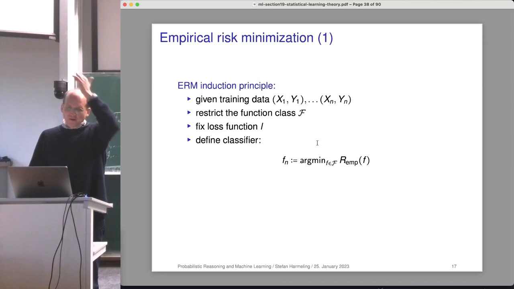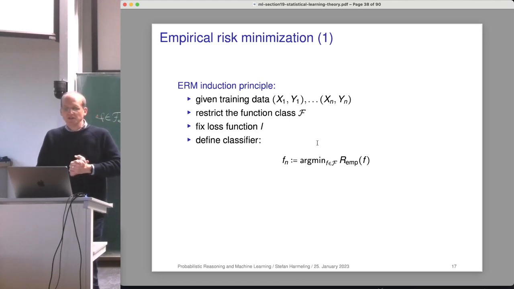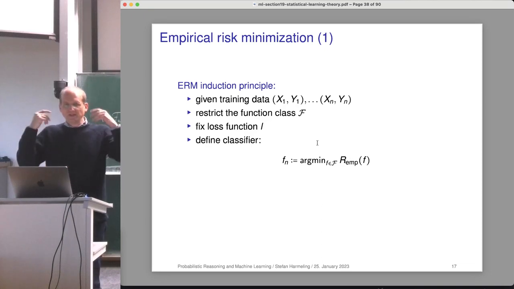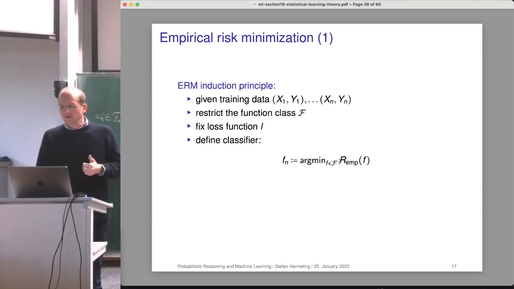So let's go on to the empirical risk minimization induction principle. That's basically what we've already done intuitively, of course. We can calculate the empirical risk for a finite data set, right? And my algorithm is basically just finding the best function that minimizes my empirical risk as well as possible.